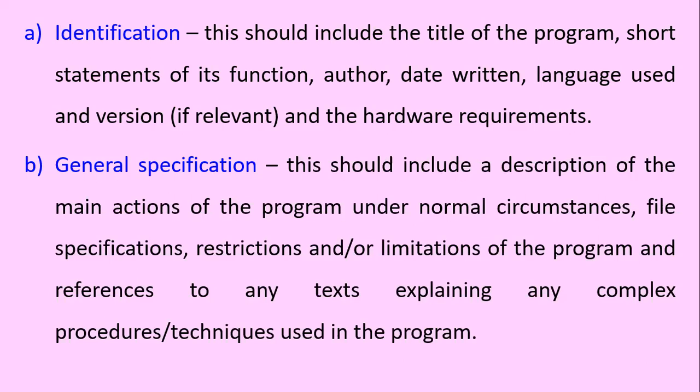Number 2 is general specification. This should include a description of the main actions of the program under normal circumstances, the file specifications, restrictions and/or limitations of the program, and reference to any texts explaining any complex procedures or techniques used in the program.